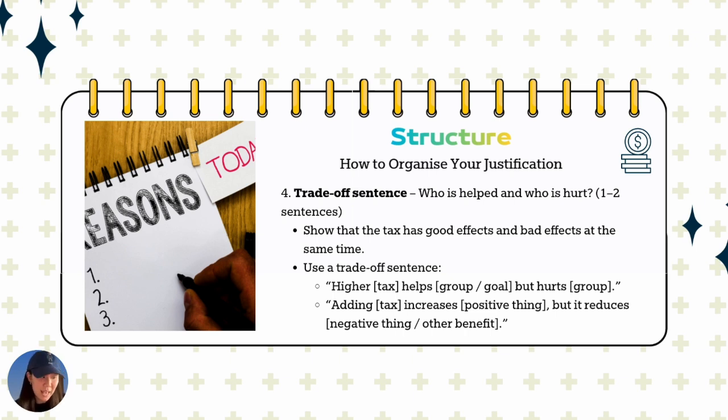For example, you could say, "Higher excise tax helps the health system and reduces smoking, but it hurts low-income smokers who lose more of their limited income," right? Or you could say, "Adding a tariff protects local jobs, but it increases prices for consumers." When you write this part, be very specific about who is helped and who is hurt. Don't just say people. Be specific, like workers, students, low-income families, small businesses, big companies, importers, and so on.